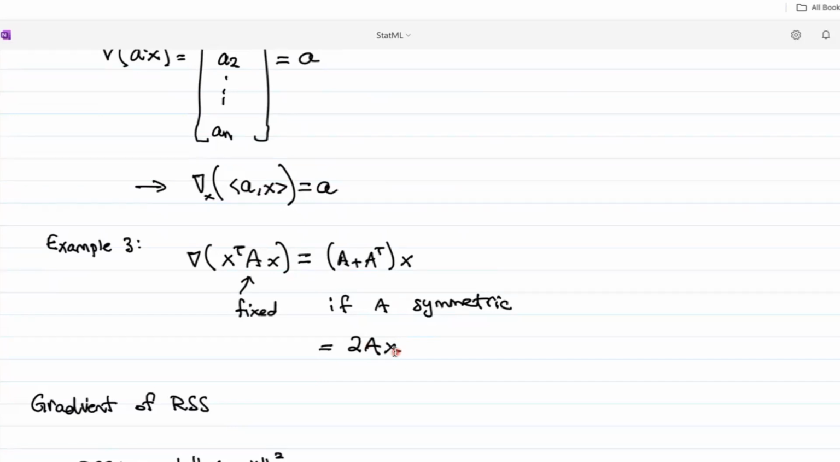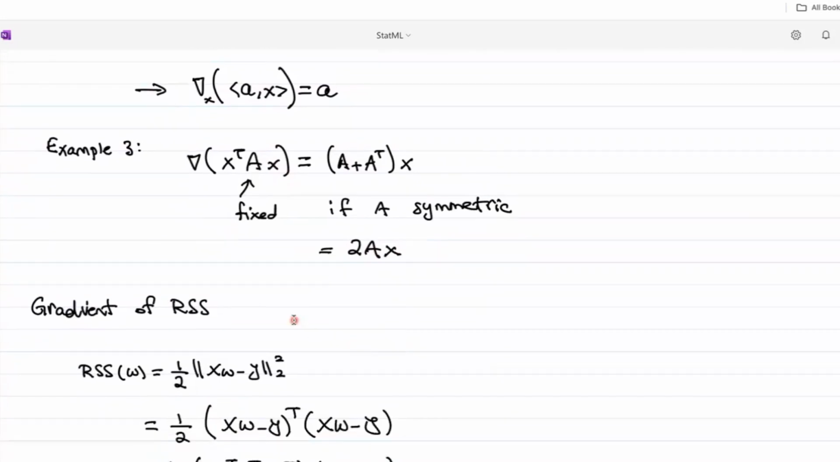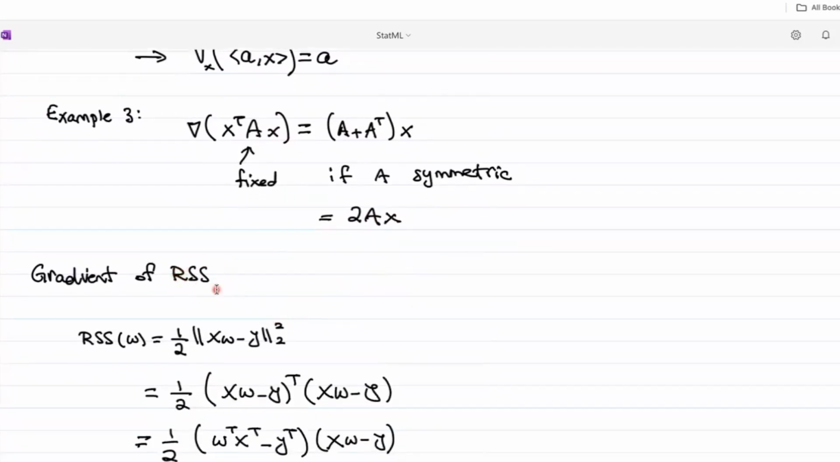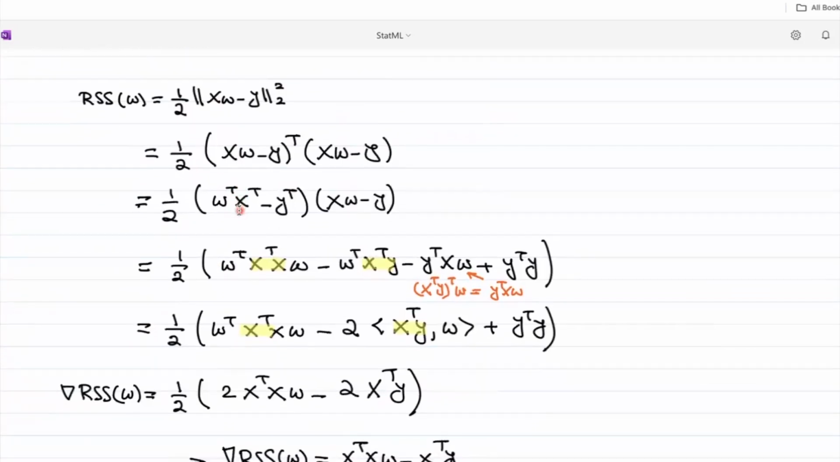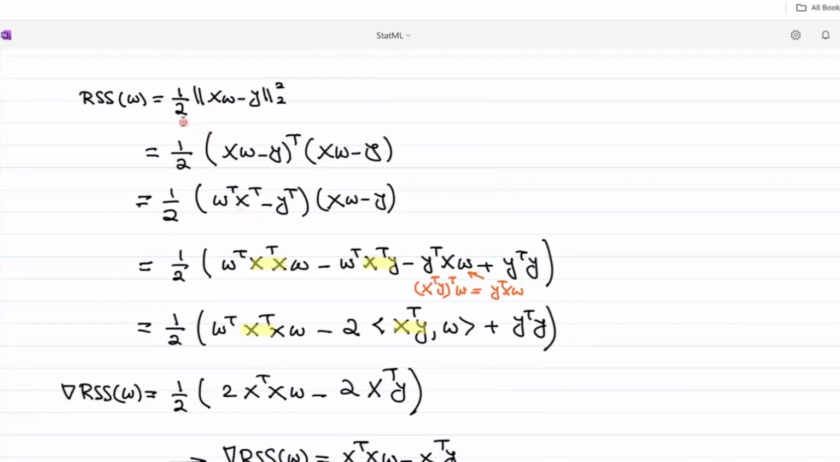With this information that we have, now we can find the gradient of RSS, or residual sum of the squares. Okay, so let's go through this step by step. We start by writing what this RSS is: 1 over 2, and then the Euclidean norm squared of y minus xw. Similar to any kind of norm, we can also write this as xw minus y, so it doesn't matter which one comes first, since the result is always non-negative.